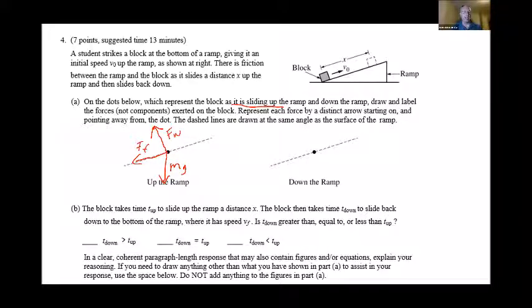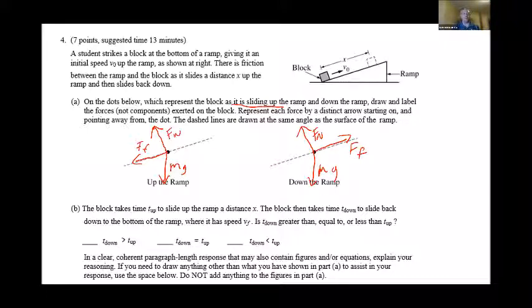All right, the one going down is going to look very similar. So weight, normal force, but in this case, the block is moving down, which means friction should be acting up. So friction ought to be going this way. Something like so. So part A, I think, was pretty straightforward.